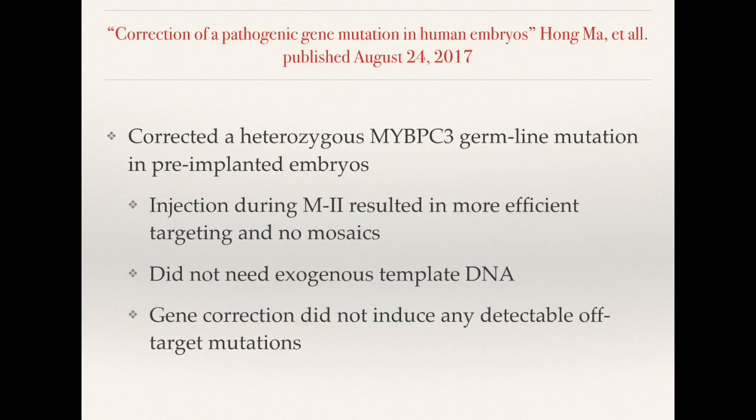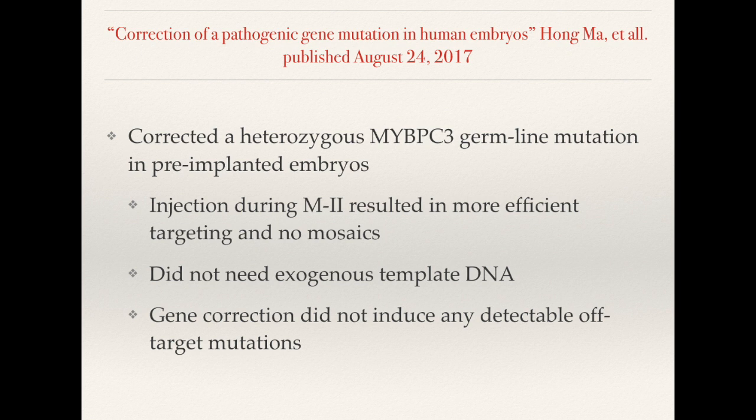A study was recently done in August 2017 called the correction of a pathogenic gene mutation in human embryos. The researchers that did this study were able to correct a heterozygous germline mutation in pre-implantation embryos that did not get developed. This mutation is an autosomal dominant mutation that causes hypertrophic cardiomyopathy, which is prevalent in 1 out of every 500 adults.